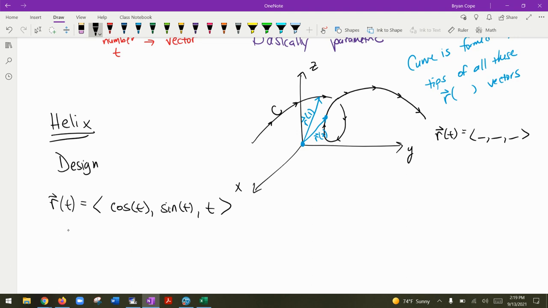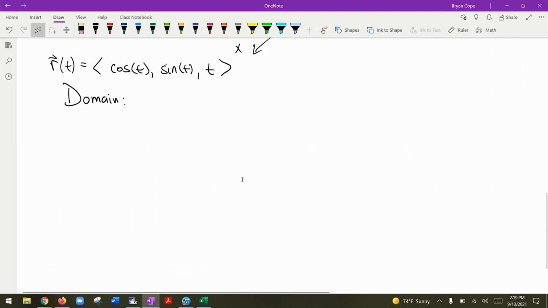Okay, let's talk about some of the other features of this function, like the domain. The domain of a function like this is just the intersection of the individual domains. So in this case, the helix is boring because all the functions in them have a domain of all real numbers. Therefore, the domain of the function is all real numbers.